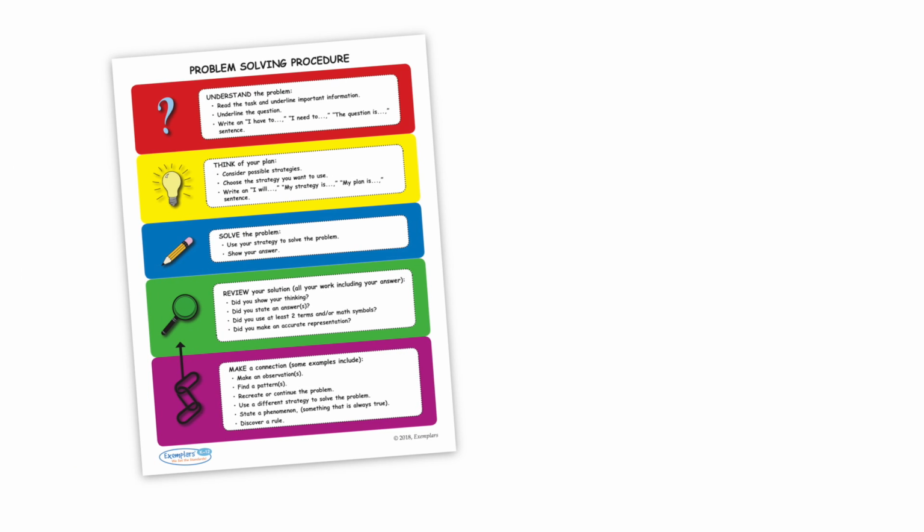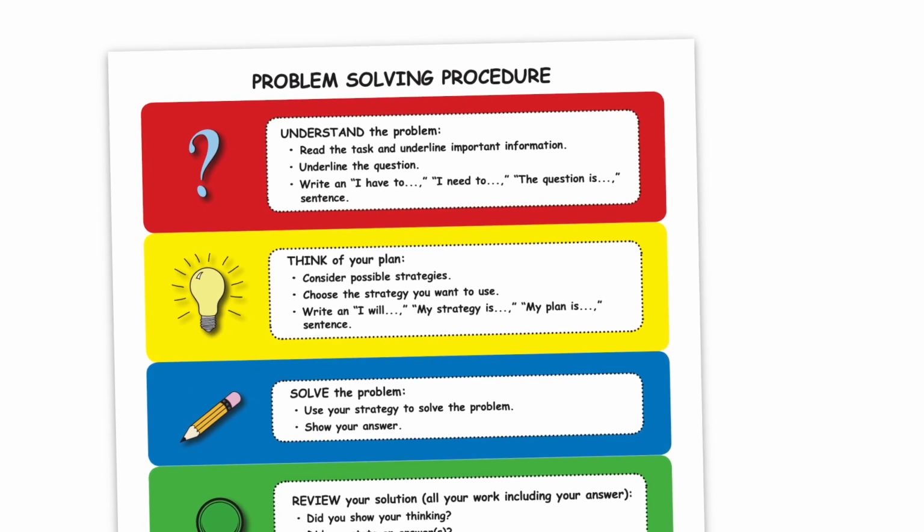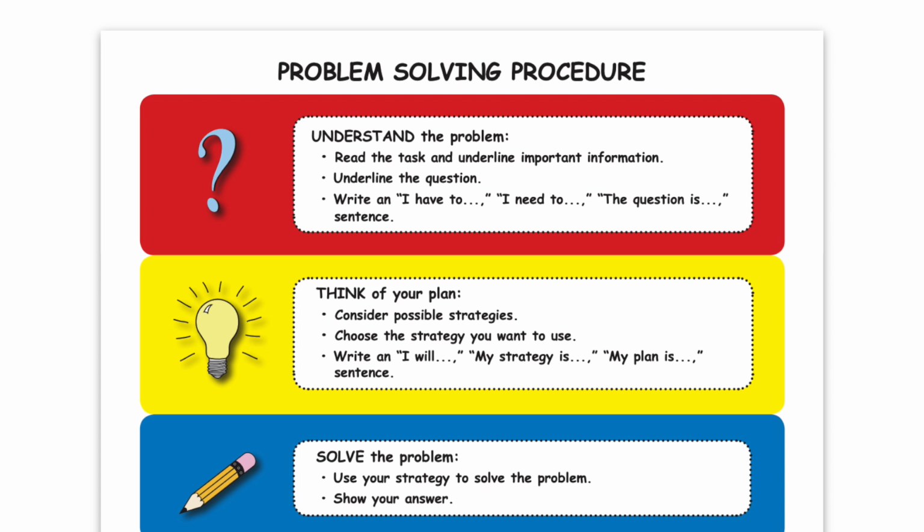So, let's get started. The first thing we need is an Exemplars task you are going to work on. For this example, we will use the task going to the movie. The second thing we will need is the Exemplars problem-solving procedure. This will help us walk through all the steps we need to solve the problem. Now it's time to understand the problem.